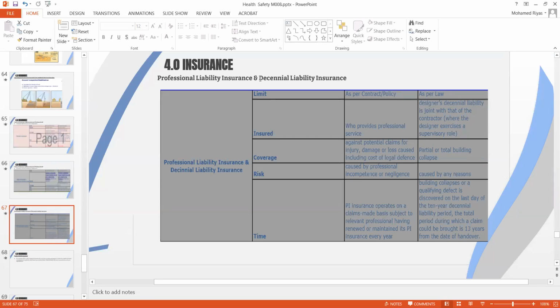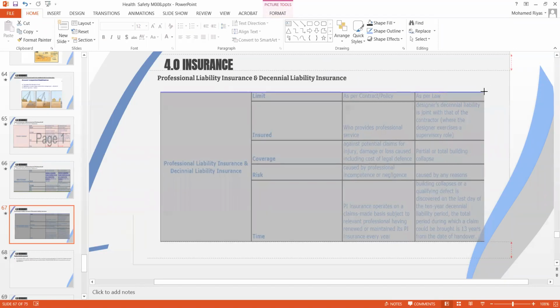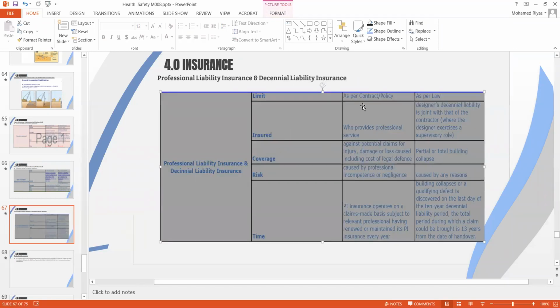Again, designated liability: even if you don't have insurance, under law, you already have an obligation. If there is a collapse in the building, the designer and the contractor who built it are jointly liable, and the insurance is there for the benefit of the designer and the contractor, with no role for the employer.